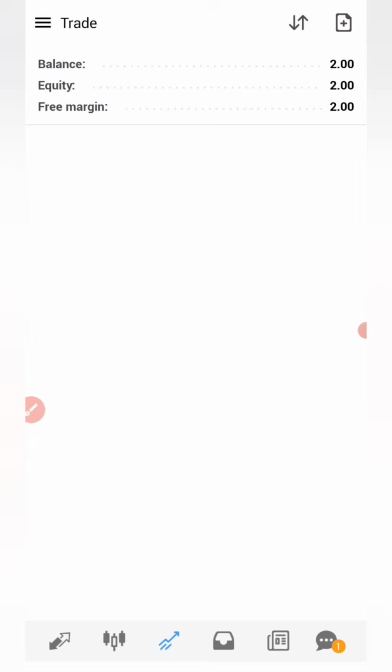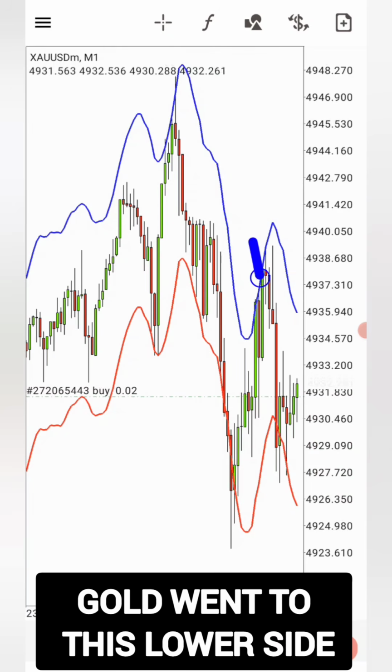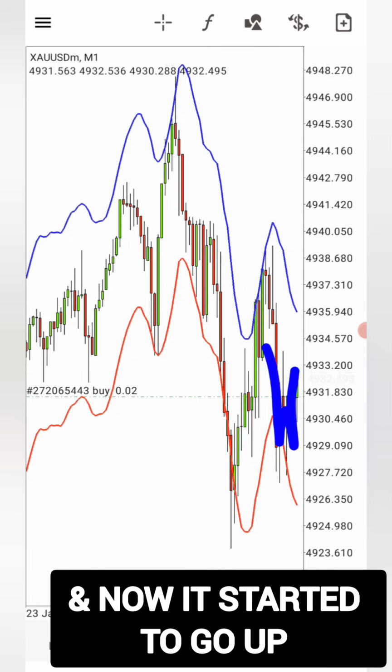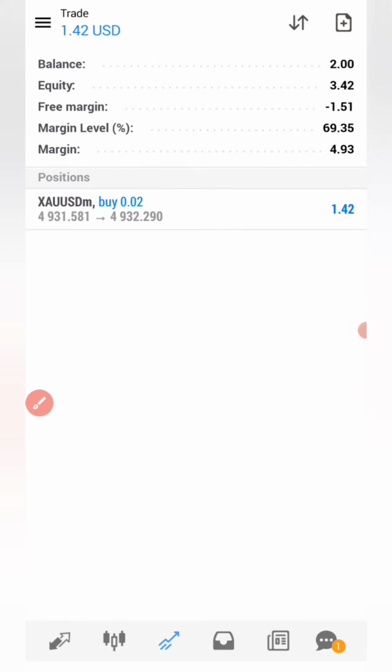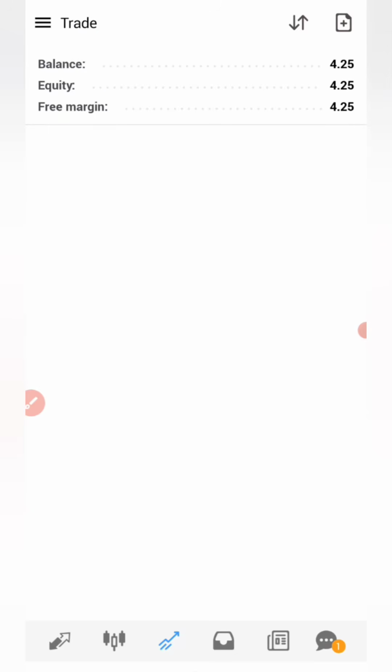So then we're going to be entering a buy trade. The reason we are entering this buy trade is very simple, right? You can actually see that gold went to this lower side of this indicator and formed a W pattern, and now it's starting to go up. And if you look right here, we're actually in big profit. According to our account, we are now $3 in profit, which is good for the trading account.